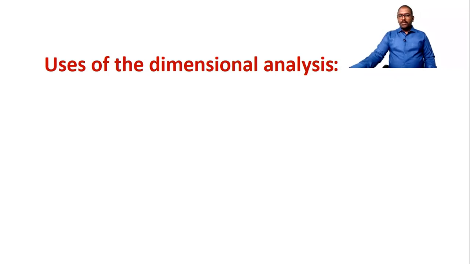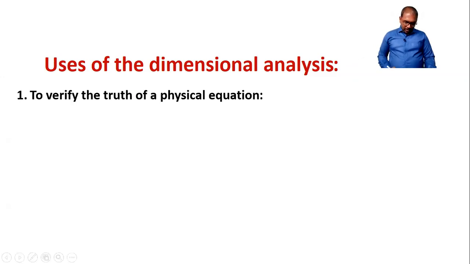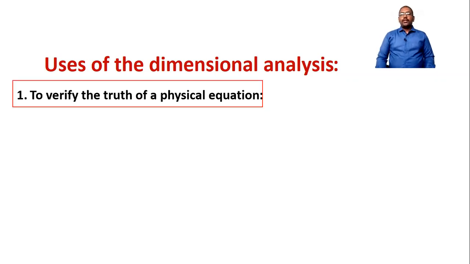Now, let me start with the first use. There are a total of three uses of dimensional analysis we have to learn. Out of that, the first use is that dimensional analysis is used to verify the truth of a physical equation. Now, what exactly does it mean? It means that if any physical equation is given to you, you can decide whether that equation is dimensionally true or not by using dimensional analysis.